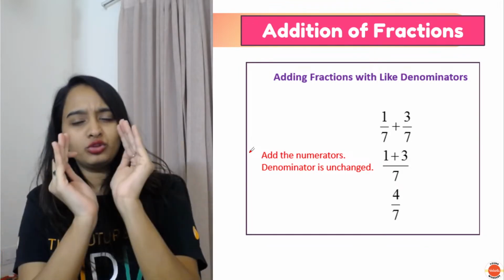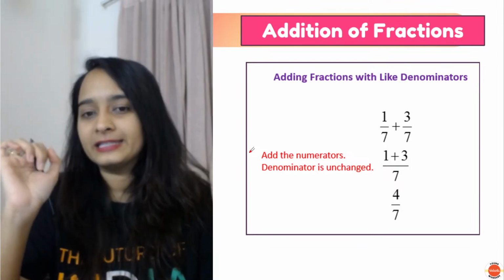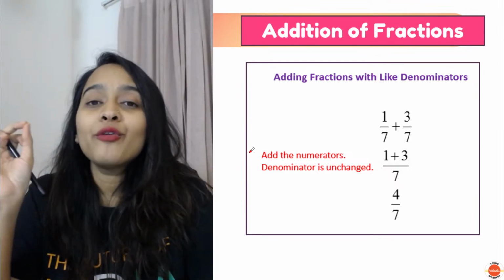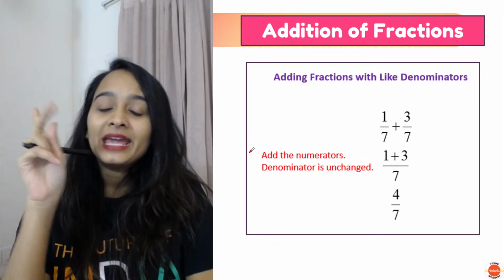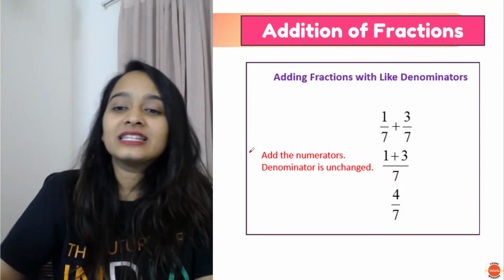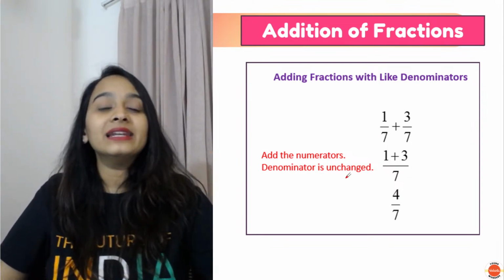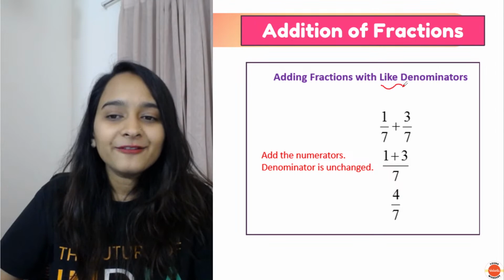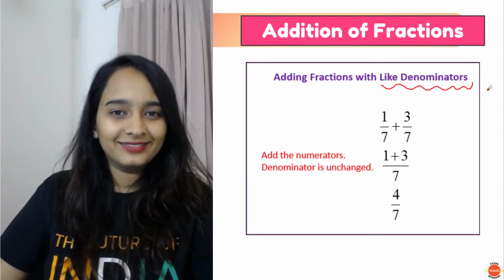ये हमने जब हम 6th क्लास में थे तब सीख लिया था, तो आई एम गोइंग टू गो रियल फास्ट हियर. एडिशन ऑफ फ्रैक्शंस. नाउ फ्रैक्शंस में दो प्रकार के फ्रैक्शंस हैं. एक है हमारा लाइक फ्रैक्शंस जिनके डिनोमिनेटर्स आर द सेम, and the next one we have unlike fractions. ये जो like fractions हैं ये बहुत ही अच्छे बच्चे हैं because they are very easy to handle, है ना.